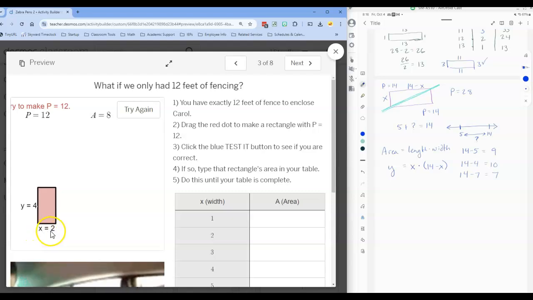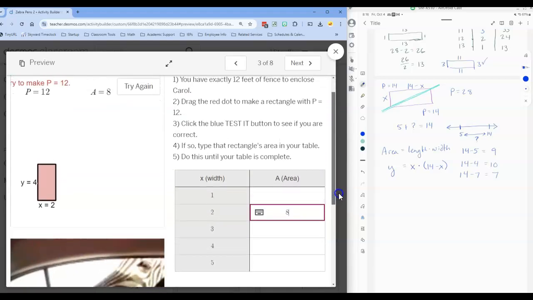So here we have the x equals 2. You can see the x is the width. The y is the length. And then when we calculate the area, which it did for you, it's very nice of them to do that, the area is 8. So I see over here where x is 2, I'm going to put in an area of 8. And I need to fill in this entire table.